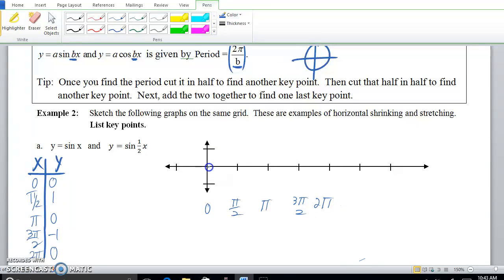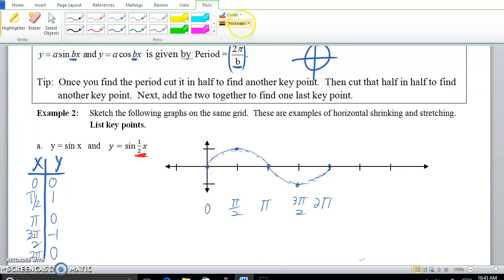So we're going to start at 0, 0. Then we're going to go up to 1. And we're going to go back down to 0. And then now we dip down to -1 and then back to 0. So there is our parent function for sine, which we've seen a couple times already. And so now we're going to see what happens if we throw a 1/2 in there.